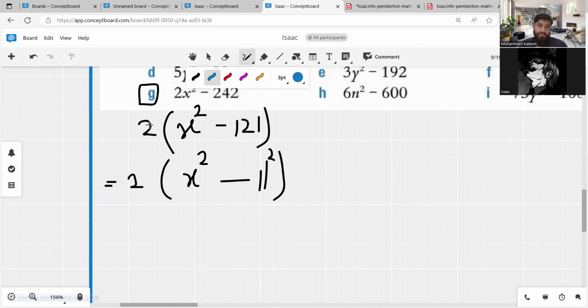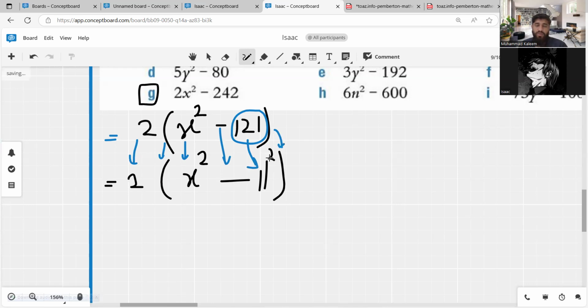Then wouldn't you have to square the whole bracket? No. The square is not on the whole bracket. This is 121. I'm just writing 2 as it is, bracket as it is, x square as it is, negative as it is. I'm just changing the format of 121. So why would we put this square outside on the whole bracket? We don't have a square here. If it was, then we would have to write it. It doesn't matter if I change this format.